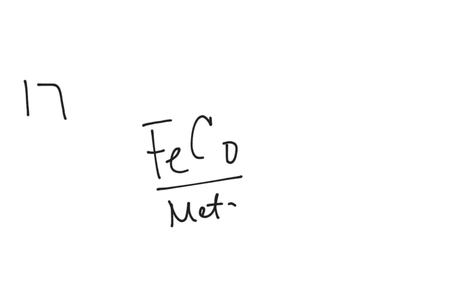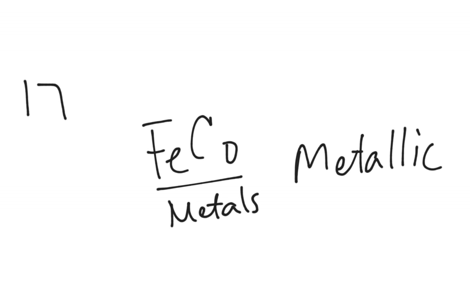Number 17, we have iron cobalt. Both of those are metals, so this becomes a metallic compound.